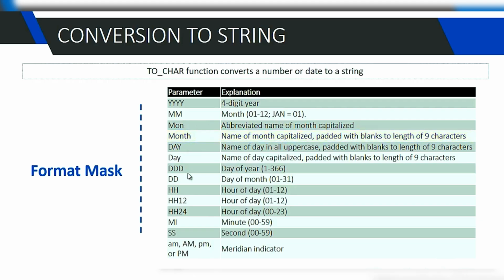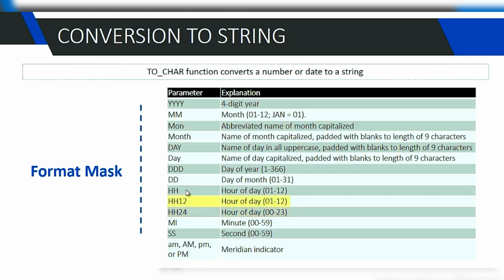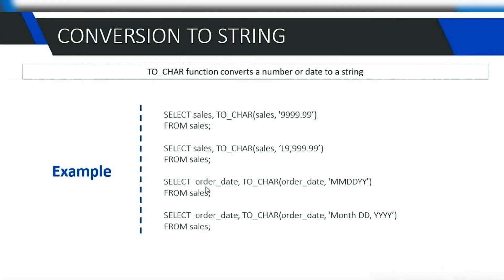If you want the time to be written in 24-hour format, you'll use HH24. If you want it to be used in 12-hour format, this is the way. You can use AM or PM also. So let us look at some examples of converting date into string.